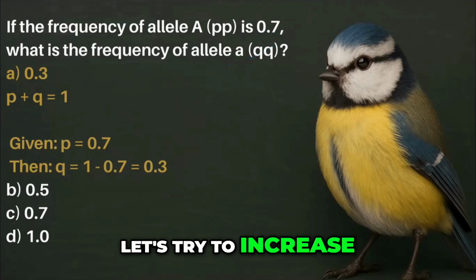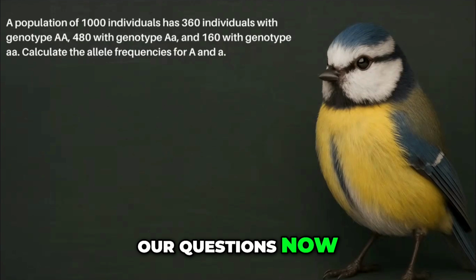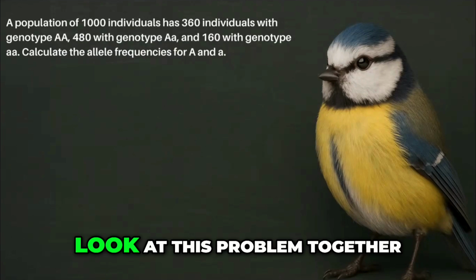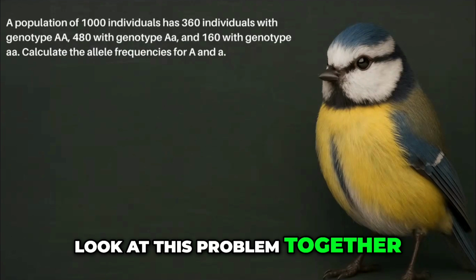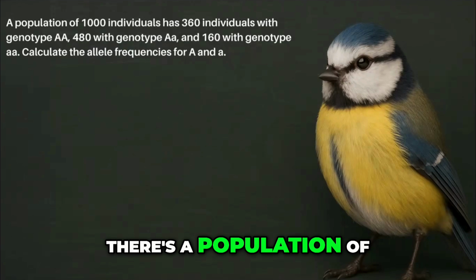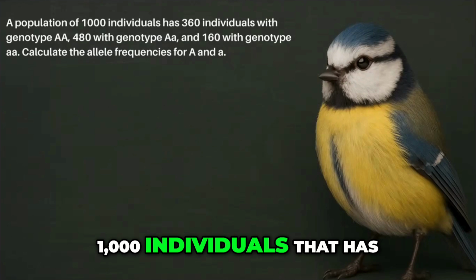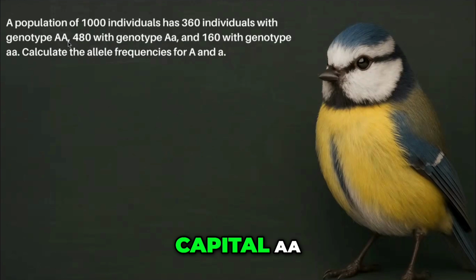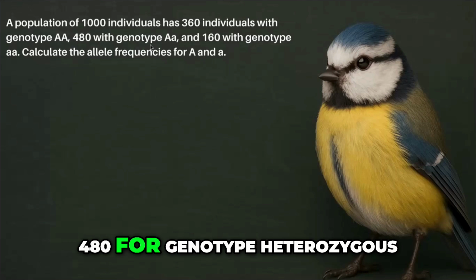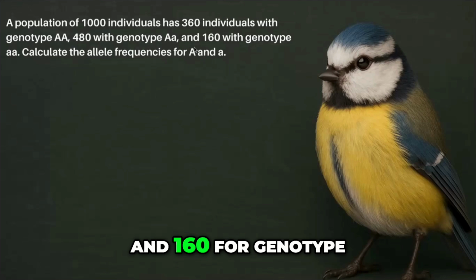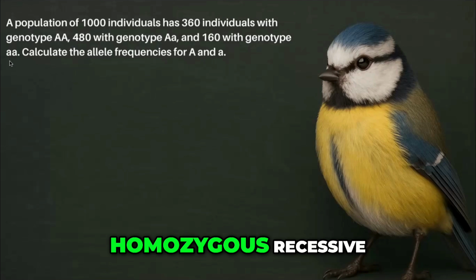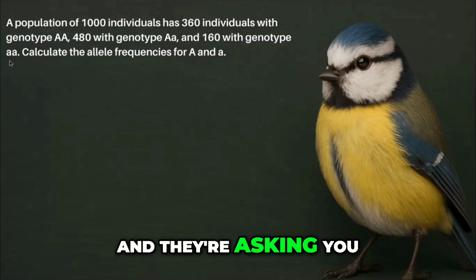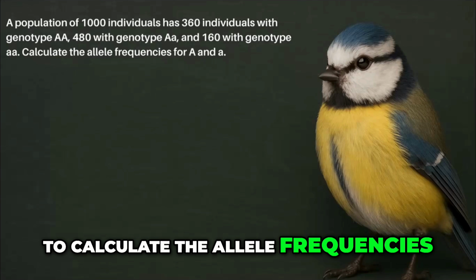Let's try to increase our questions now. All right, so let's take a look at this problem together. They tell you that there's a population of 1,000 individuals that has 360 individuals with genotype capital AA, 480 for genotype heterozygous, and 160 for genotype homozygous recessive. And they're asking you to calculate the allele frequencies.